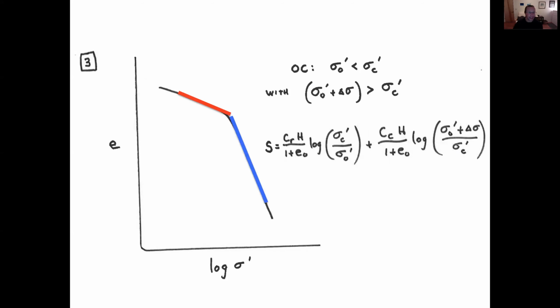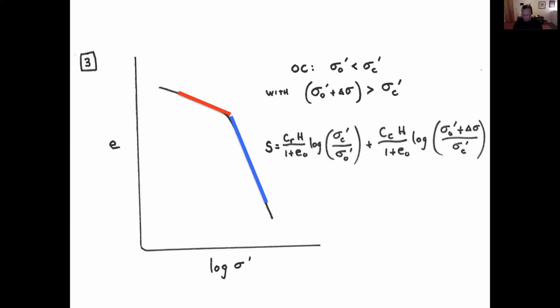Third case, we would start with an over-consolidated soil, meaning to the left of the knee of the curve, and we will end with a stress that is to the right of the knee of the curve. And all this involves is two terms of the equation that effectively glue the components together of the red portion of the curve and the blue portion of the curve. And something to note here is that those fractions after the log are indeed endpoint over starting point. In this case, the knee of the curve is acting as the end for the red line. In this case, the knee of the curve, pre-consolidation stress, is the beginning of that line. And you add those two terms together to get a total settlement.